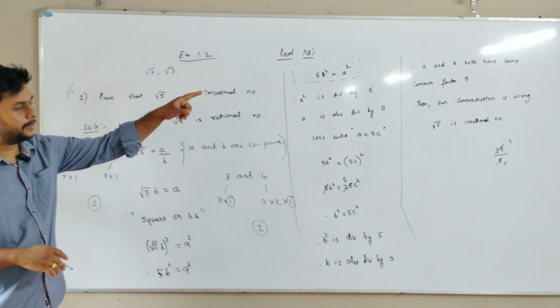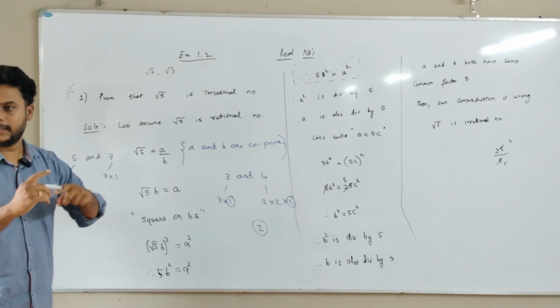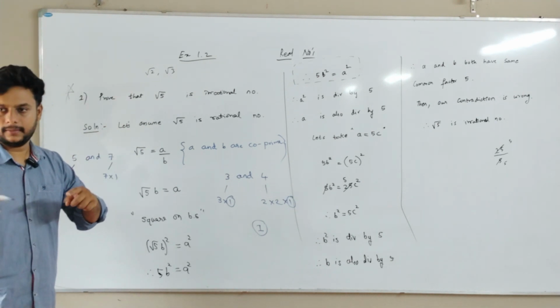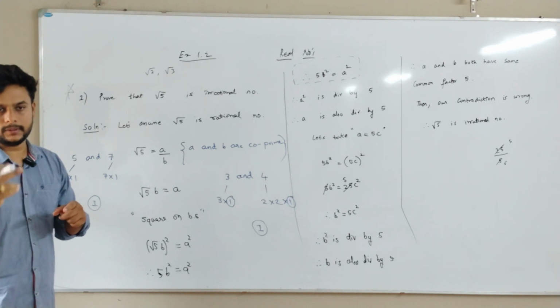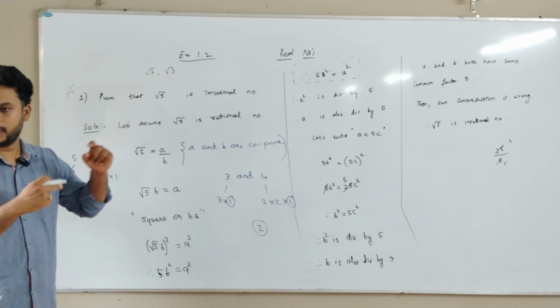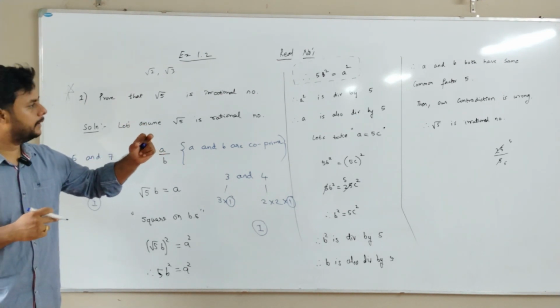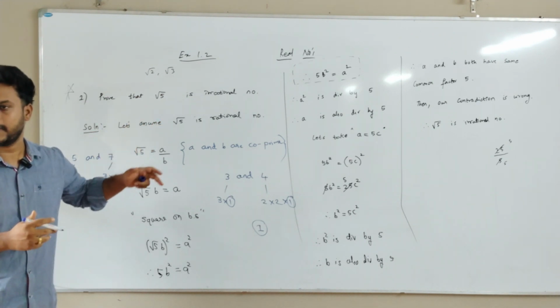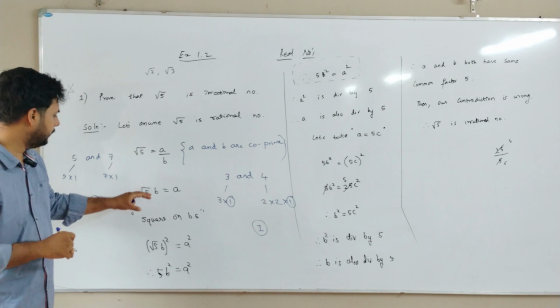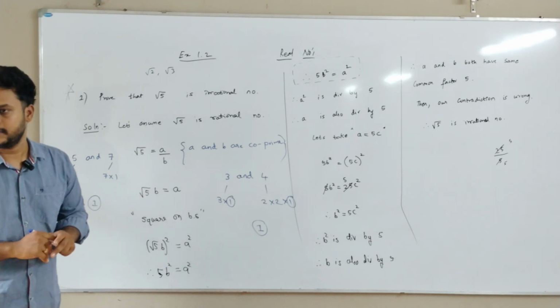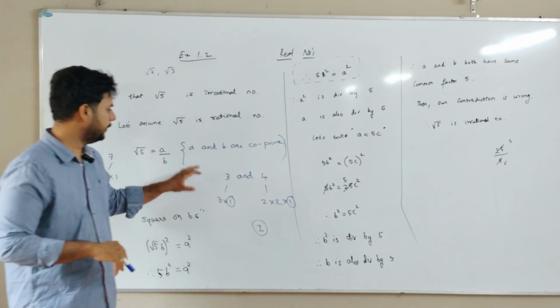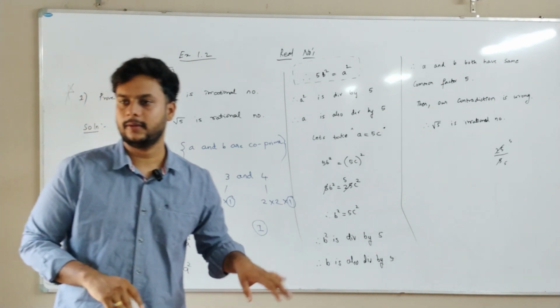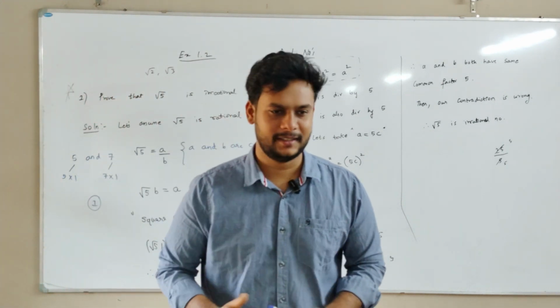But here I got common factor 5. So I'm getting different common factors: 2, 3, 5. When you do root 2, you will get 2. When you do root 3, you will get 3. When I'm doing root 5, I will get 5. So when I'm getting 2, 3 and 5 as a common factor, it's not a co-prime number. Therefore, it is an irrational number. Any doubts? Clear? That's the logic. Okay, take it.